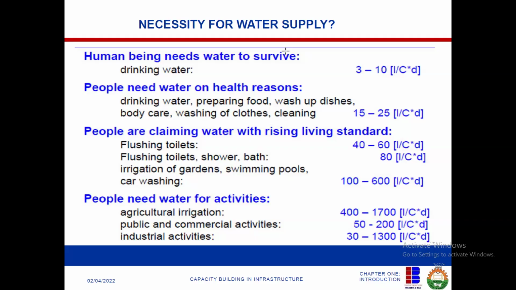Get the point? And then for food, for drinking, for preparing food, washing dishes, and all of these things, you need about 15 to 25 liters, right? Then flushing toilets, irrigation, gardening, swimming pool, car washing, you need about 50 to 60. Then other things, which is agriculture, public, commercial, and everything, also have their own requirements. Now, these things come in range.